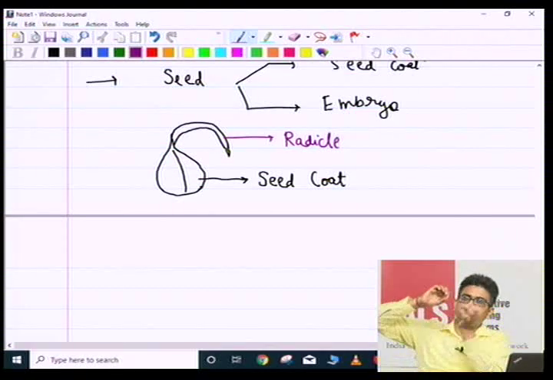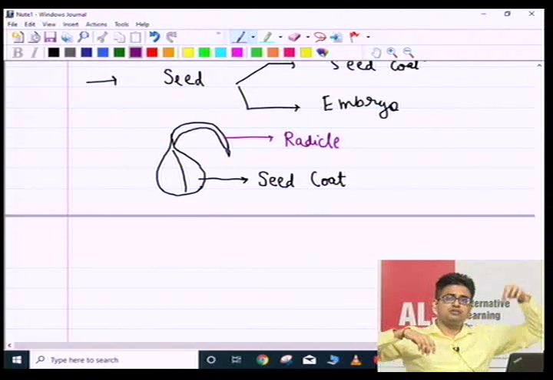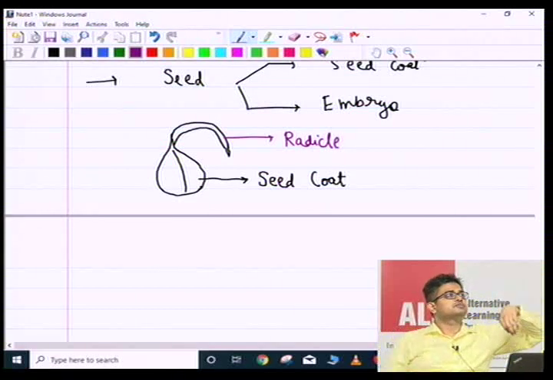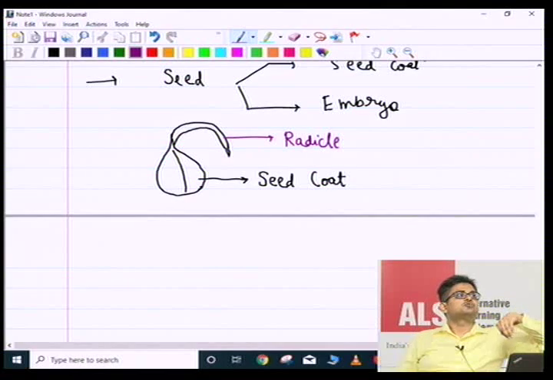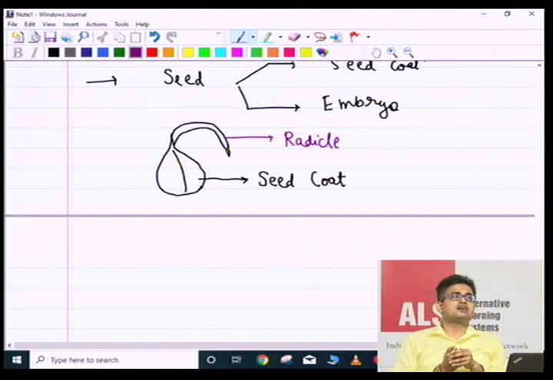If you look carefully, put a seed in water. Yes, they undergo absorption. Very good. Actually, the process is imbibition. It's not absorption, it's actually imbibition. The name of the physical process is imbibition. But let me explain. When you put the seed in water, the seed coat will start swelling.